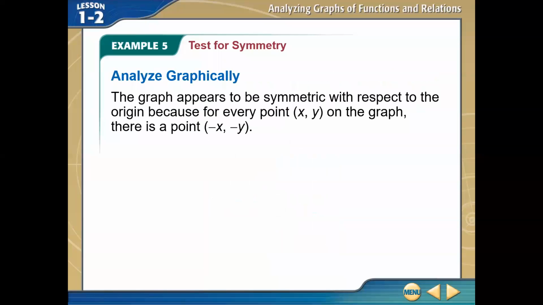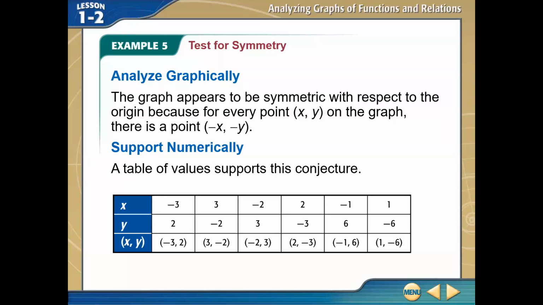We analyzed graphically. It appears that for every point x, y, there is a point negative x, negative y. Then we built our table.